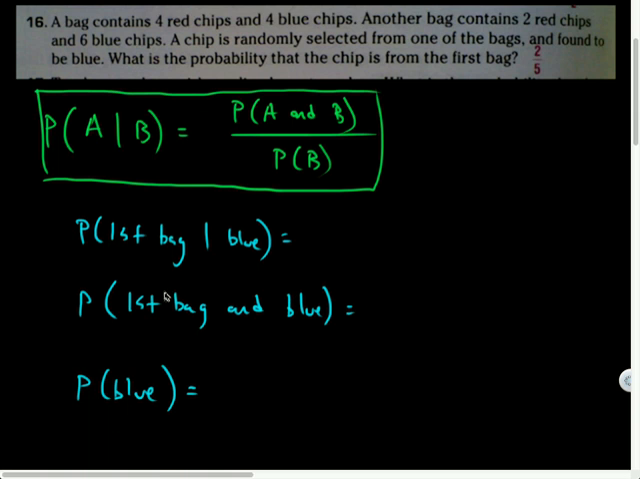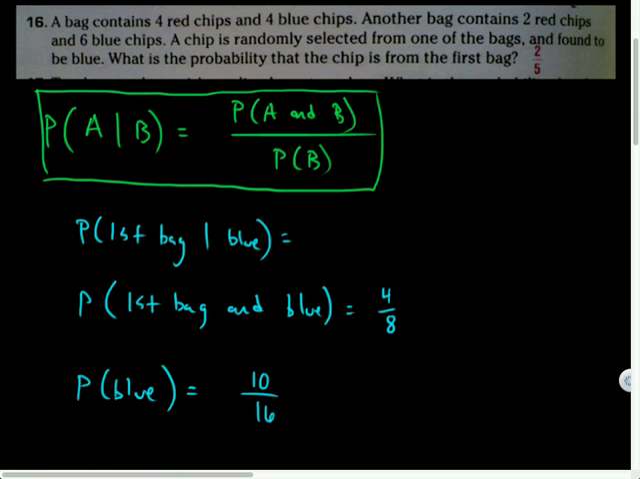Let's see what happens. Probability of first bag and blue. In the first bag, what's the probability of getting a blue? 4 out of 8. And what's the probability of just blue, no matter which bag it's picked from? How many blue are there total? There's 10. Out of how many altogether? 16. So between both bags, ignoring the fact that they're in two bags, 10 out of 16.